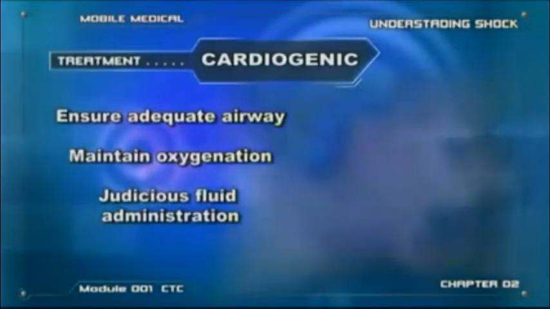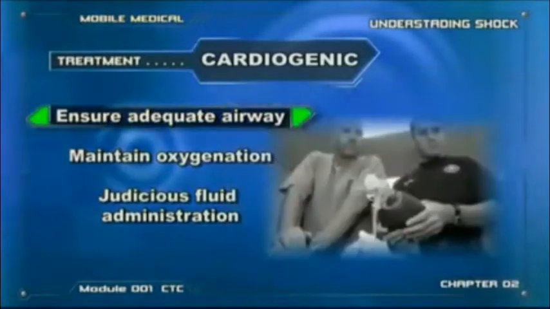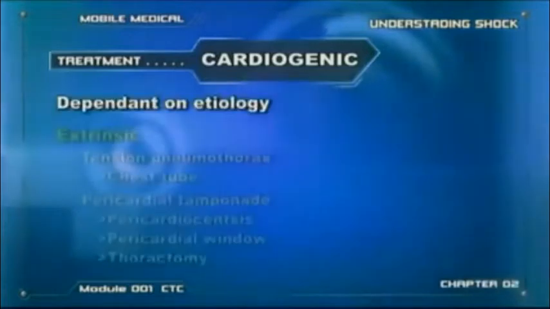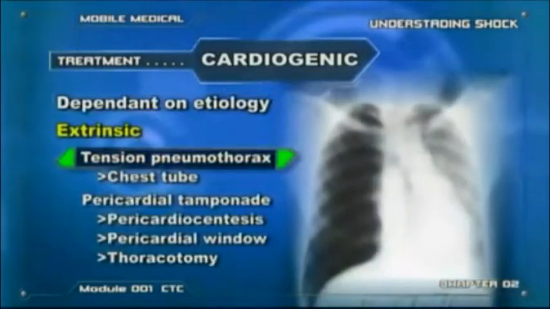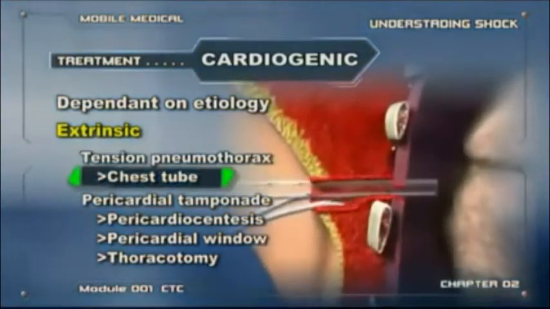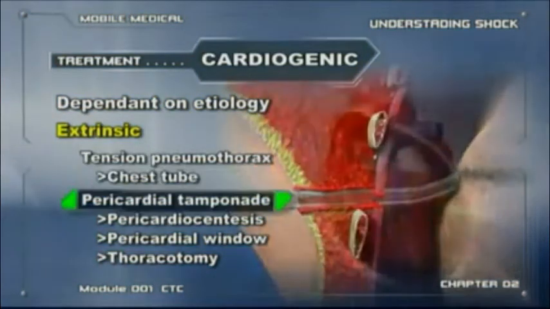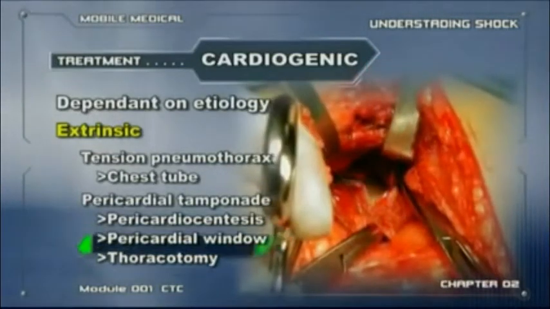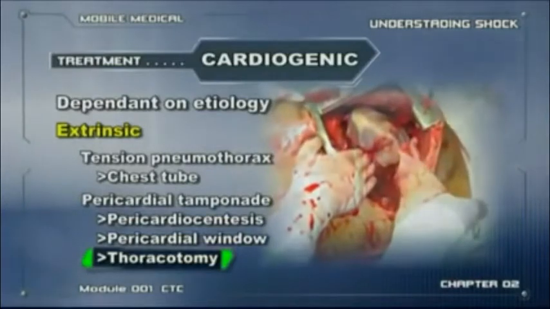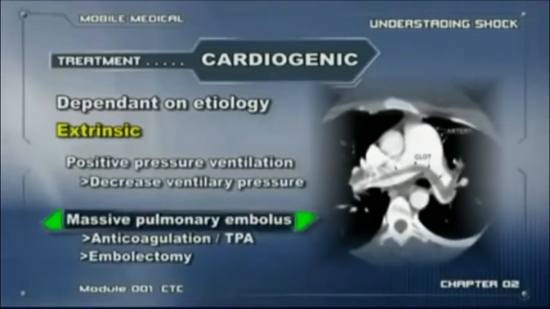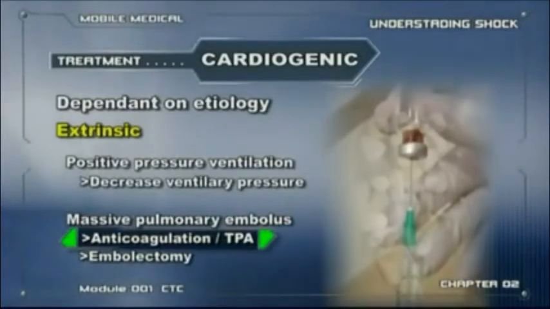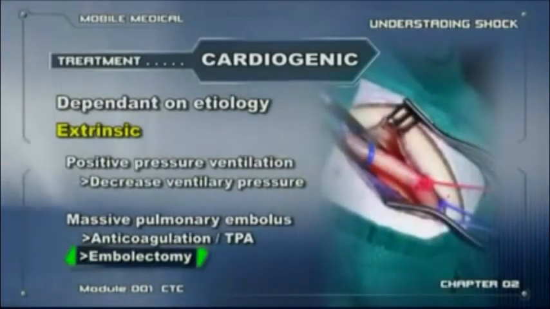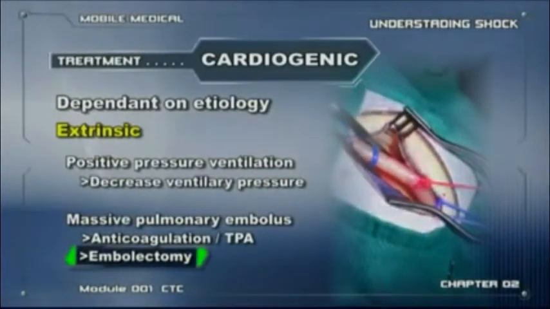The treatment of cardiogenic shock begins with ensuring adequate airway and ventilation. IV fluid should be administered judiciously. The treatment is dependent on the etiology. In tension pneumothorax, an expeditiously placed chest tube is a life-saving procedure. Pericardial tamponade may be treated by pericardiocentesis, pericardial window, or thoracotomy depending on the cause of the effusion. Pulmonary embolus can be treated with catheter-directed or systemic anticoagulation. In unstable patients with massive PE, embolectomy, endovascular versus surgical, is therapeutic.